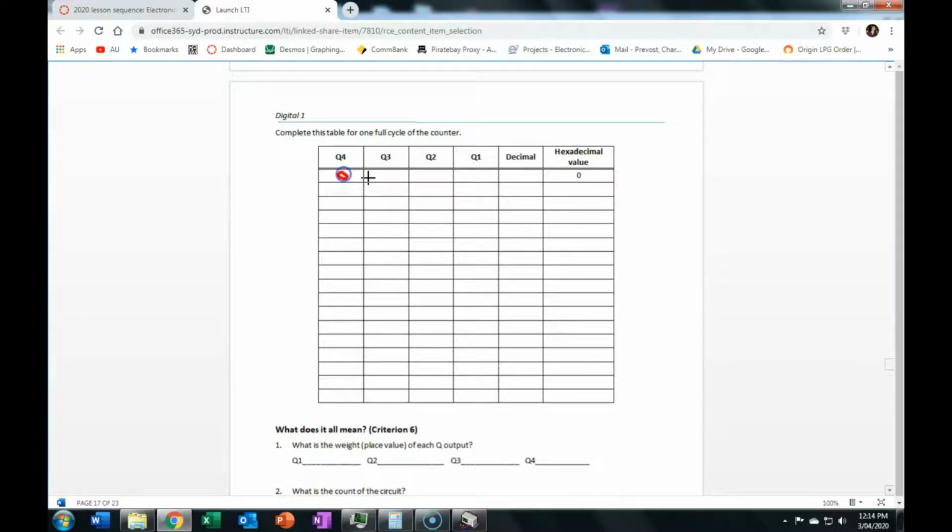So 0, 0, and that's giving us our binary number, a decimal number of 0. It has a hexadecimal value of 0 as well. Now Q1, this is the first output. That was the one changing most frequently. This one changed every pulse, so every pulse is a new line on this.